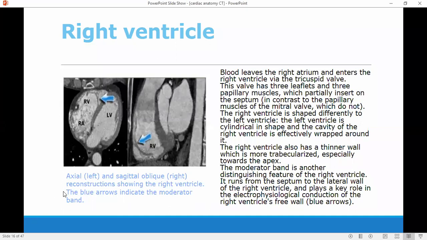The right ventricle is shaped differently to the left ventricle. The left ventricle is cylindrical in shape, and the cavity of the right ventricle is effectively wrapped around it. The right ventricle also has a thinner wall, which is more trabeculated, especially towards the apex. Moderator band is another distinguishing feature of the right ventricle. It runs from the septum to the lateral wall.